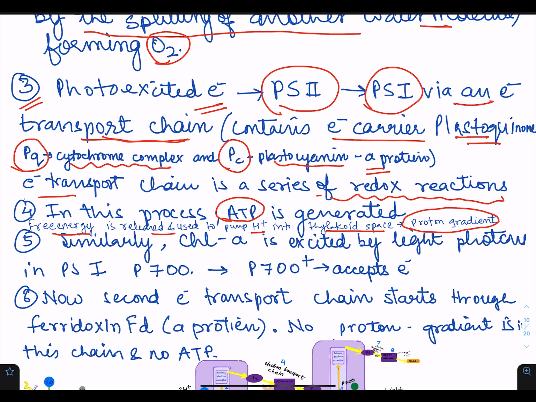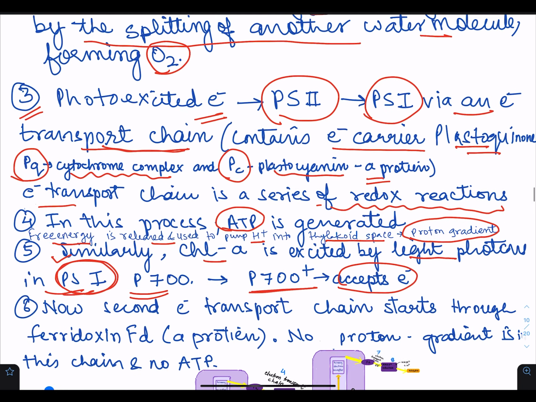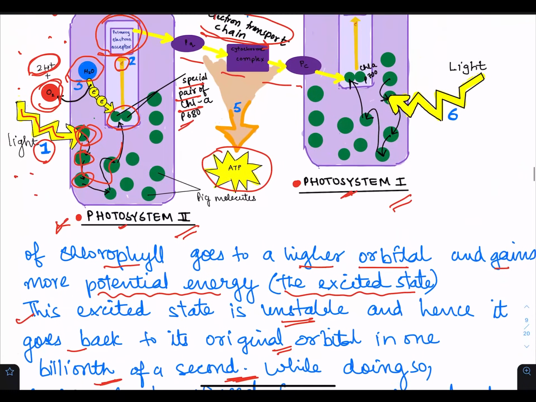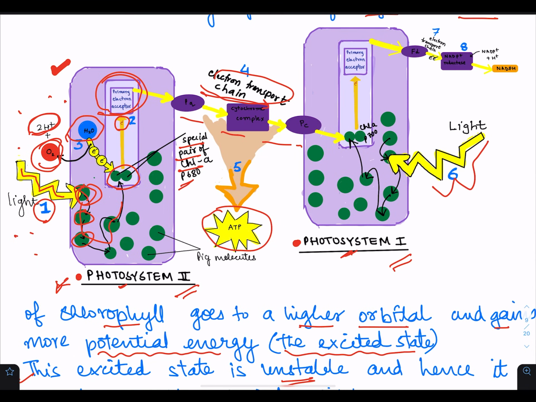Okay. Now, similarly, chlorophyll A is excited by light photons in photosystem 1. Now, photosystem 1 comes into action. We call it P700, which then becomes charged P700 plus, and this will accept an electron. Okay, looking at the diagram, this is the light energy. This is P700. It is getting excited like this.